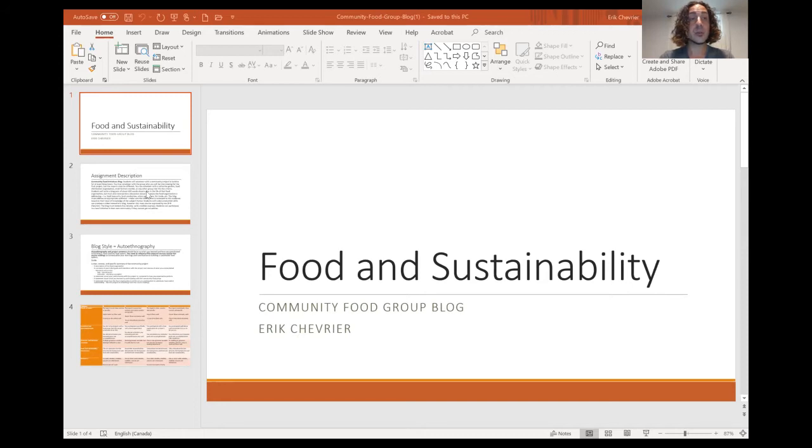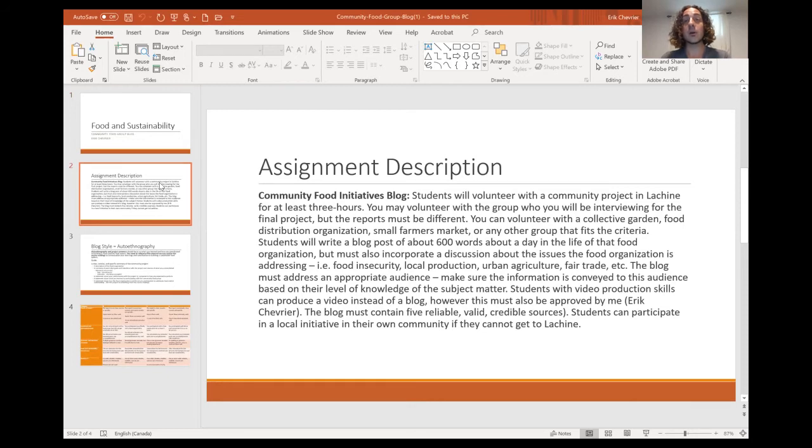So just to go over the project, I have a project description that I've put up on the course syllabus. You're going to volunteer with a community group or community project. I say Lachine, but it could actually be wherever you're from. Try to make it make sense for you, and make sure that you're comfortable with the group that you're going to be working with.